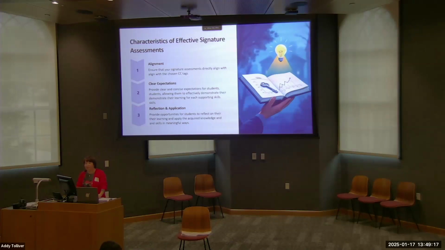A good, effective signature assessment, number one, you need to have the alignments, right? And then clear expectations, so communicate with your students. And then reflection and application, that means you have to provide your students opportunity to learn, develop those learning skills, and then you assess. So those are good characters for the signature assessment.